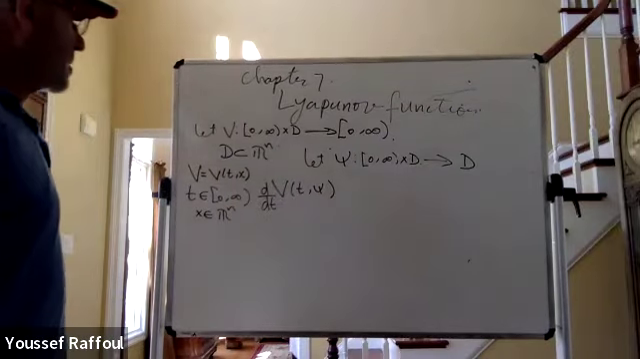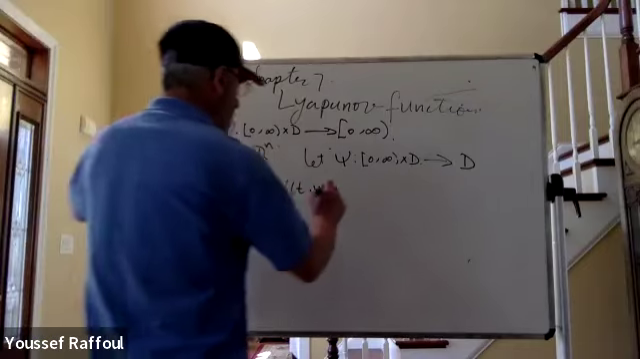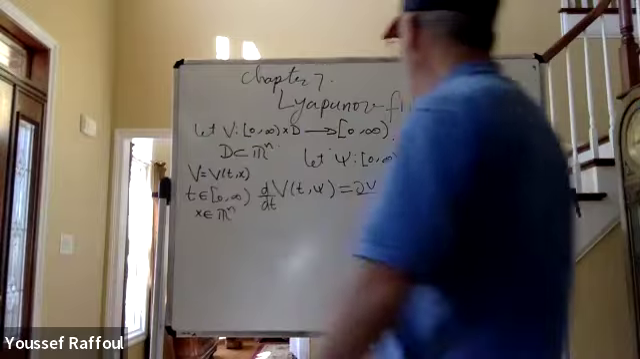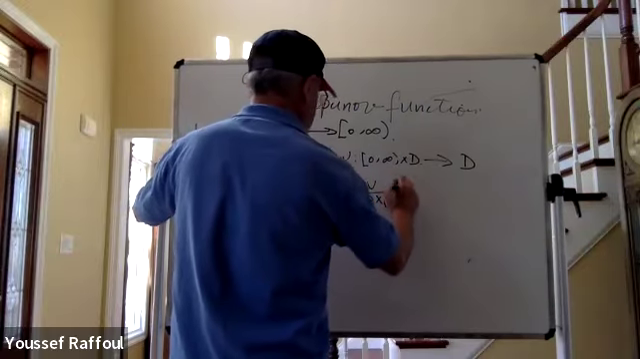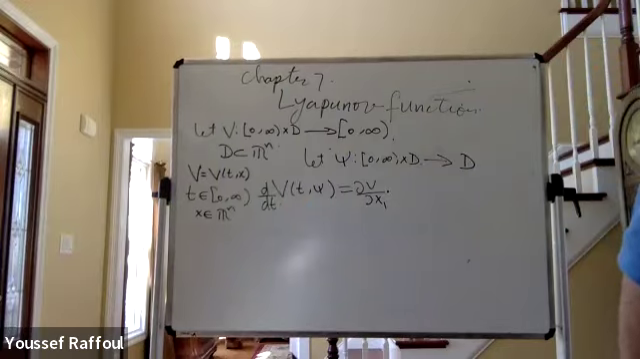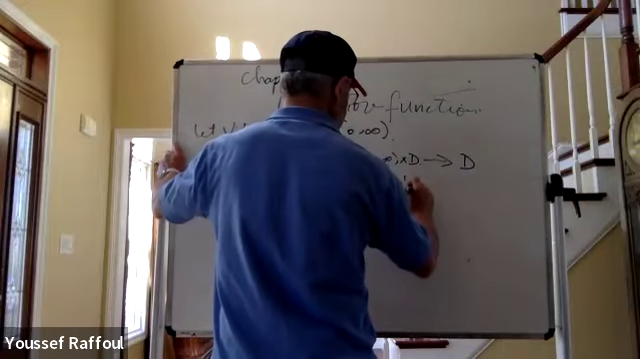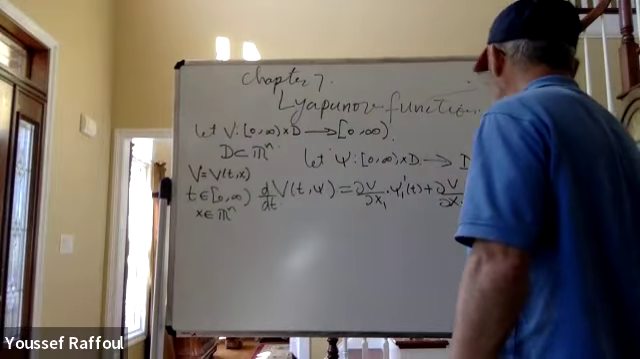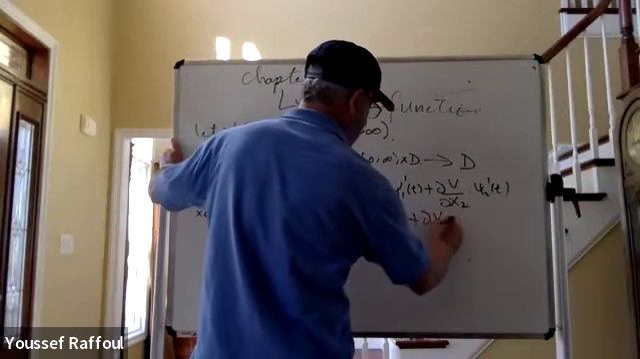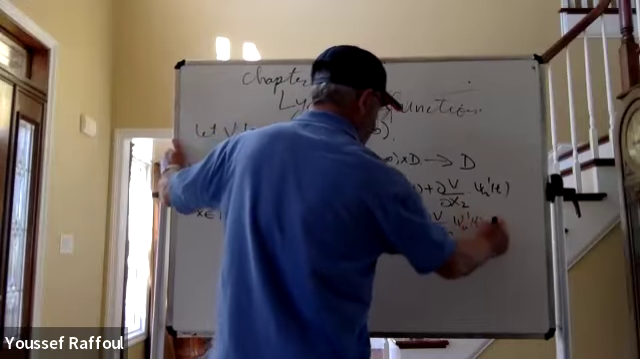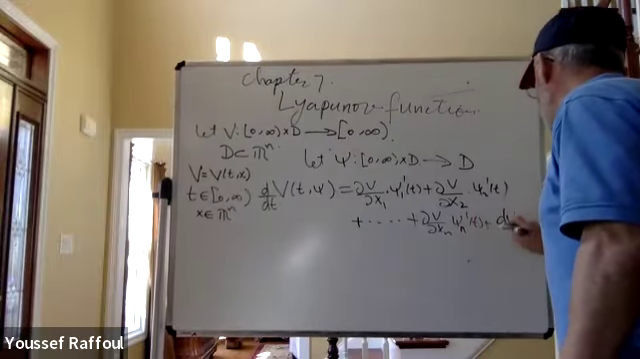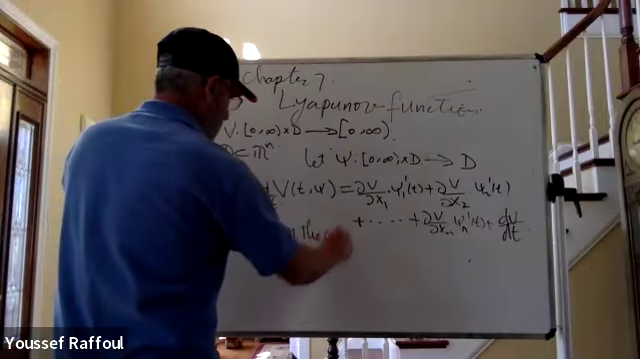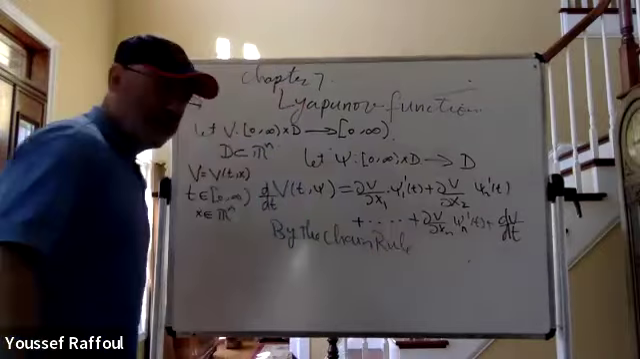So remember, this is a function of Rn. So it's going to be del V over del x1 times c1 prime of t, plus del V over del x2 times c2 prime of t, plus del V over del xn times cn prime of t, plus dV over dt. So this is by the chain rule.